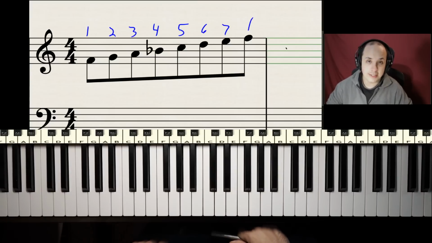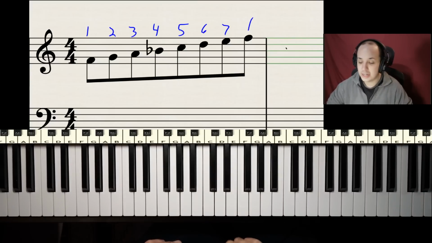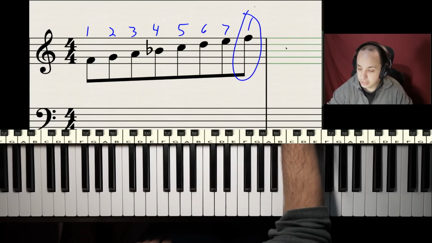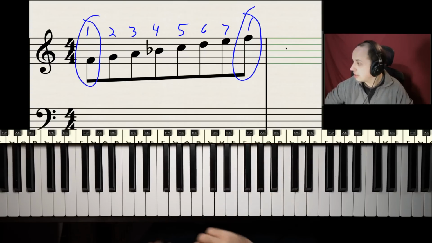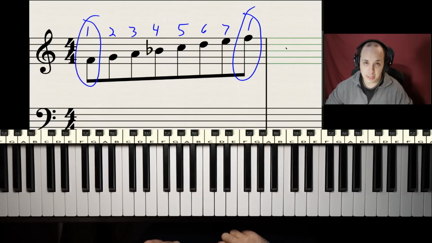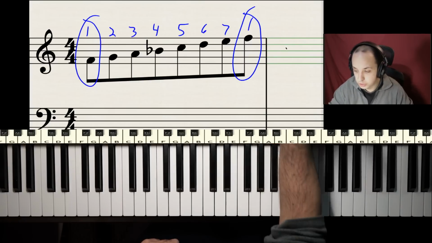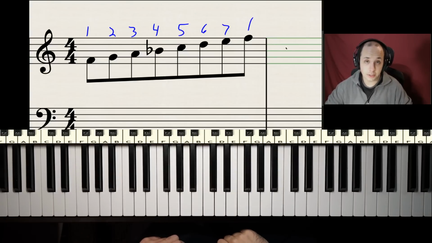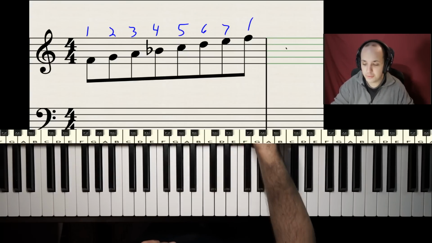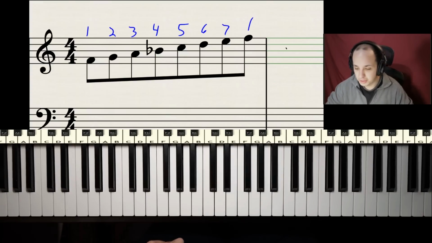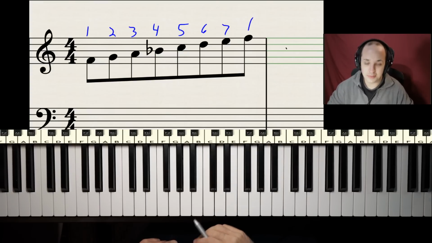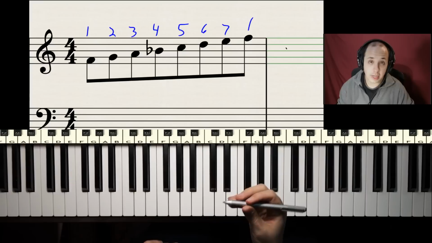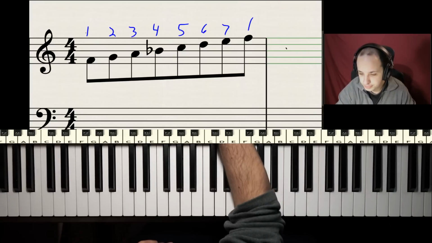Well, why didn't I say 8 when there's clearly 8 notes there? Well, it's because this note right here and this note right here are the same exact note. So we don't count those twice. We just count them both as one, and those are called scale degrees. Although you can refer to that one as 8. I don't think anybody will freak out too bad if you do. Okay, now let me explain the next part.